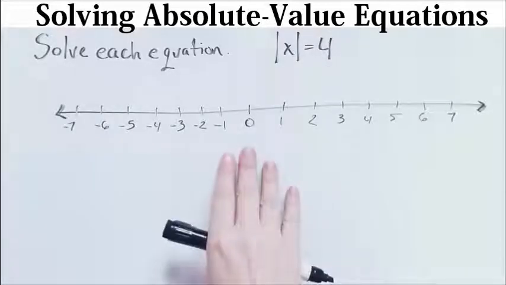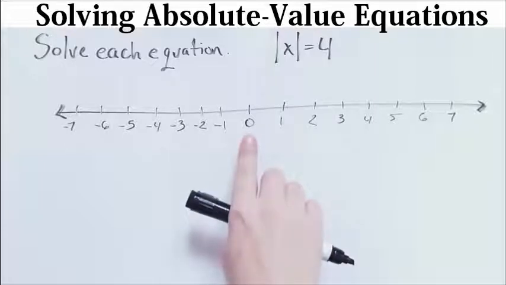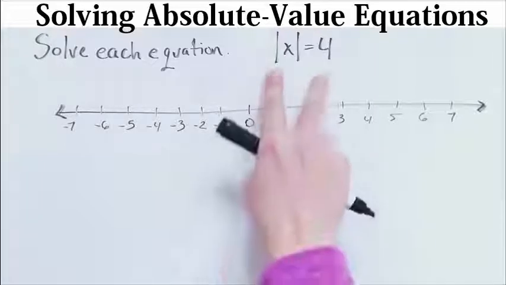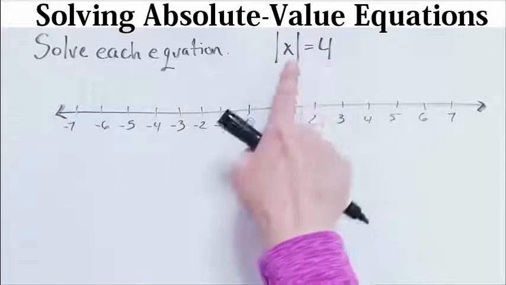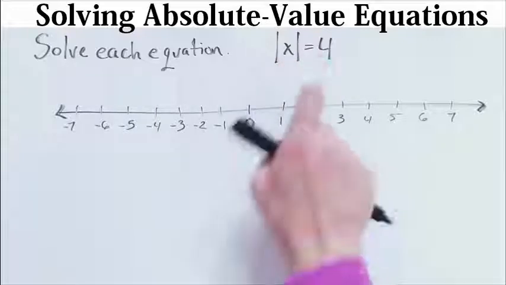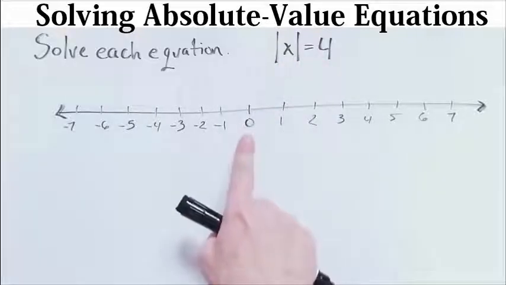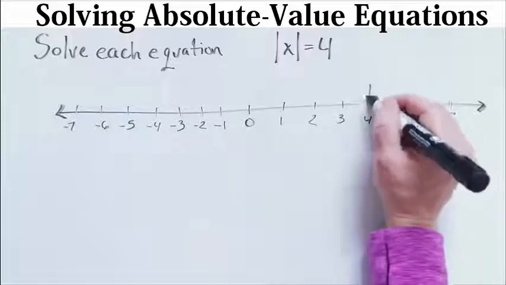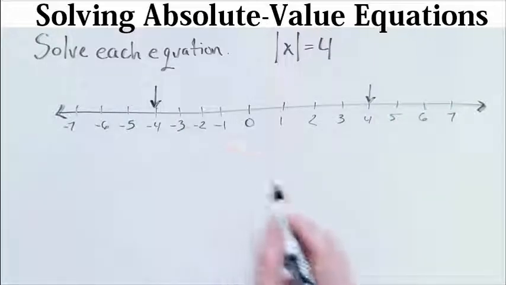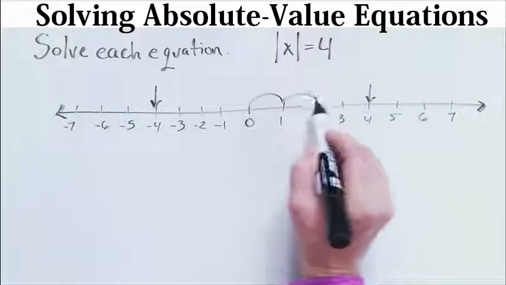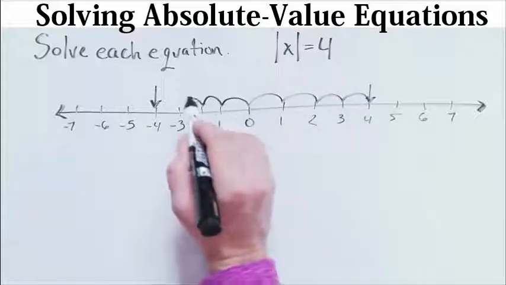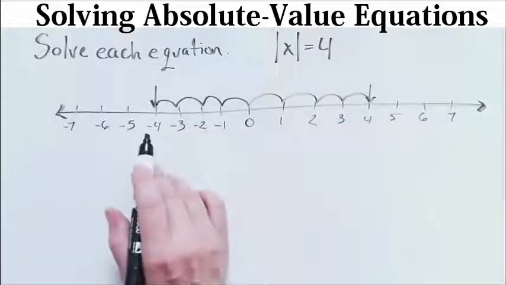If you remember, absolute value was always how far from zero a particular number is. So for this particular question, it wants to know what numbers are 4 away from zero. If we're at 0, 4 away from 0 would be either 4 or negative 4, because they are both 1, 2, 3, 4 away from 0.